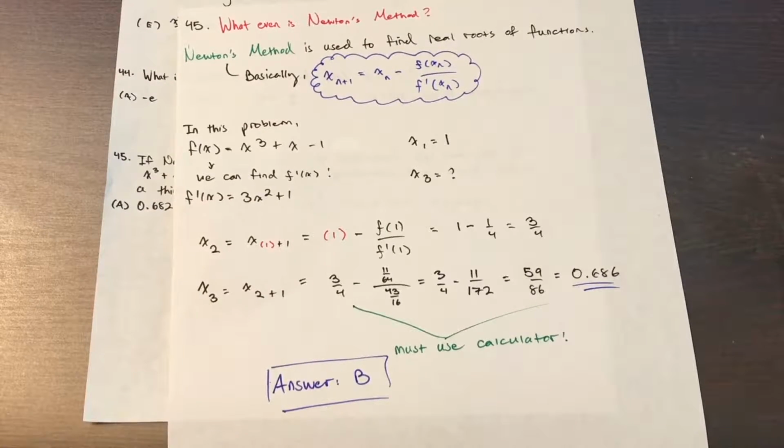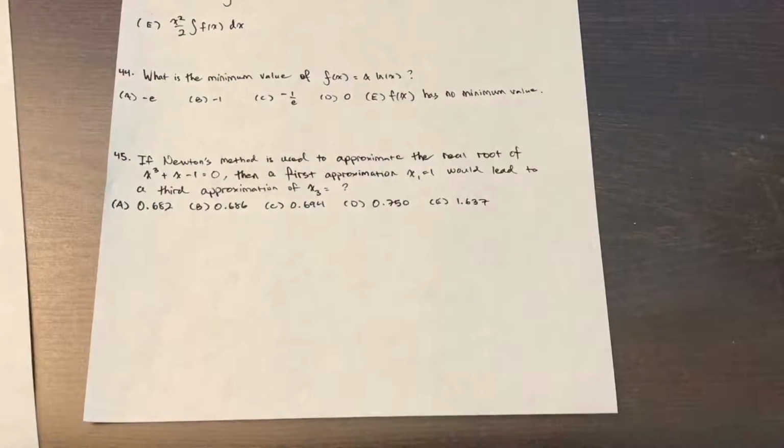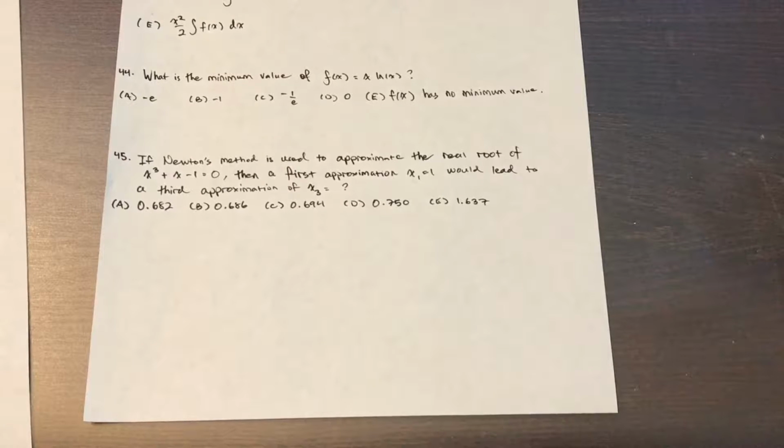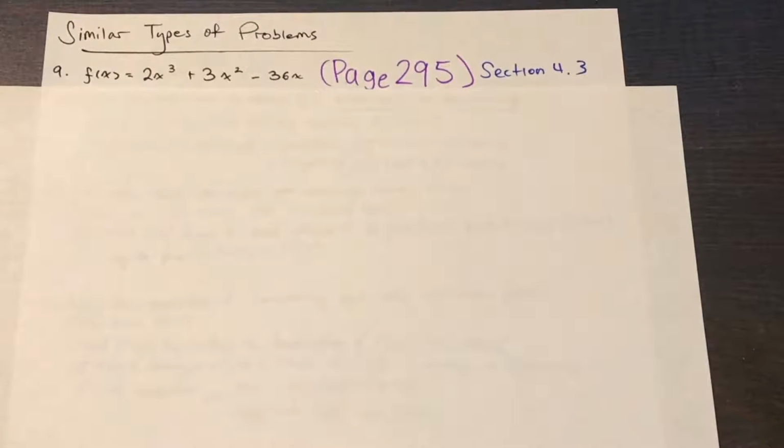Let's plug that back into the blue equation above. When we do that, we can find x of 3 equals x of 2 plus 1, which is 3/4 minus 11 over 64, divided by 43 over 16, which is 3/4 minus 11 over 172, which is 0.686. And this is answer choice B. A calculator is required for this problem, so learn how to use it. Let's move on to similar types of problems.